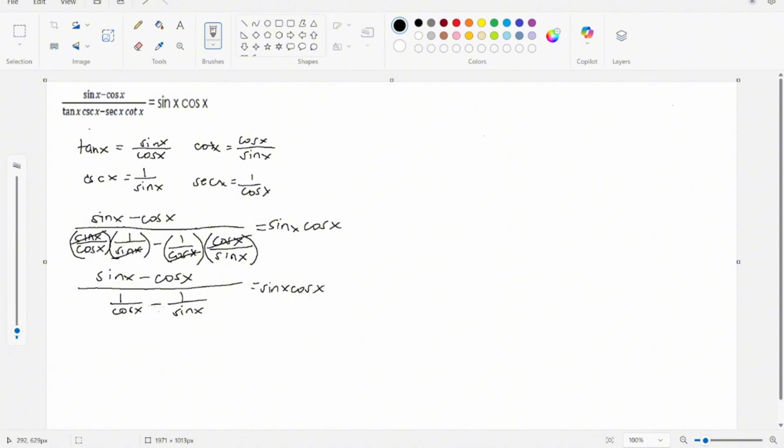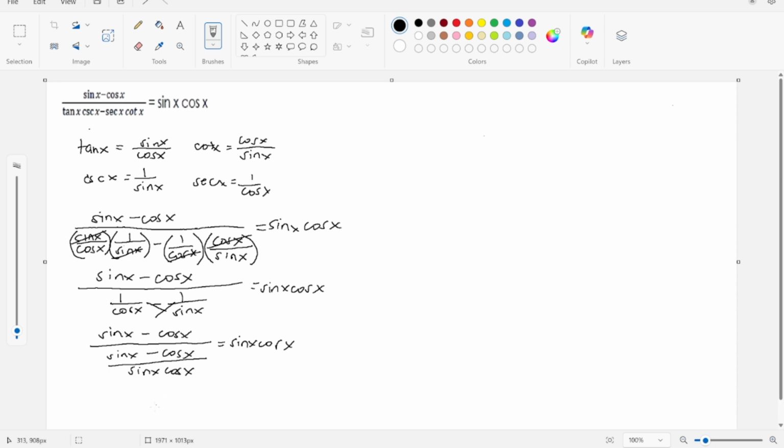Okay, so next is we simplify the denominator. Cross multiply lang yan. So 1 times sine x, this will become sine x minus cos x. Tapos multiply yung denominators, magiging sine x times cos x. So as you can see, may makakancel na naman.